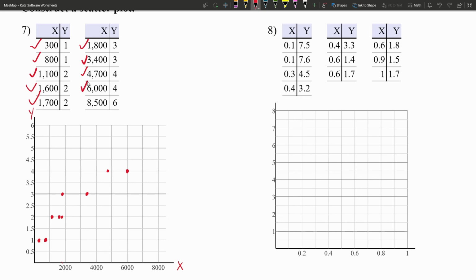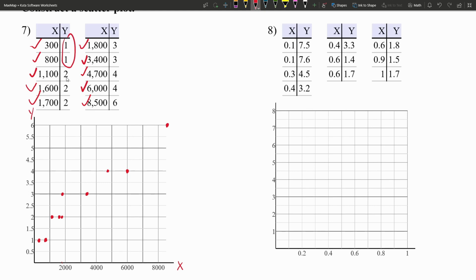And then lastly, 8,506. So 8,500 goes a little past 8,000, and we need to go up to 6. So right here. Now I know it doesn't ask us to do this, but let's think about the correlation. As we move to the right, what's happening with our points? The values are overall increasing, and we can even see that with our values.